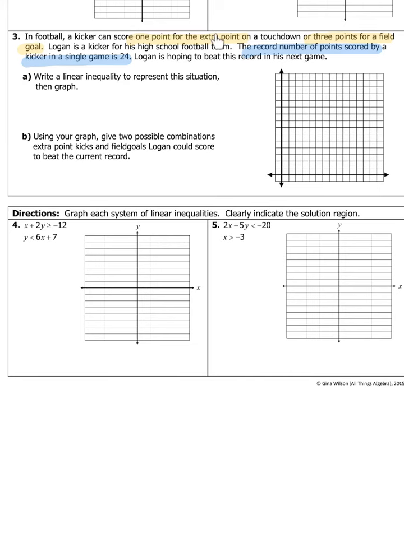Well, he gets 1 point for every extra point on a touchdown. So an extra kick. That's the end of a touchdown, right? Or 3 points if he kicks a field goal. So I'd have to know the number of extra point kicks he had and the number of field goal kicks that he had. So we have to define our variables first.